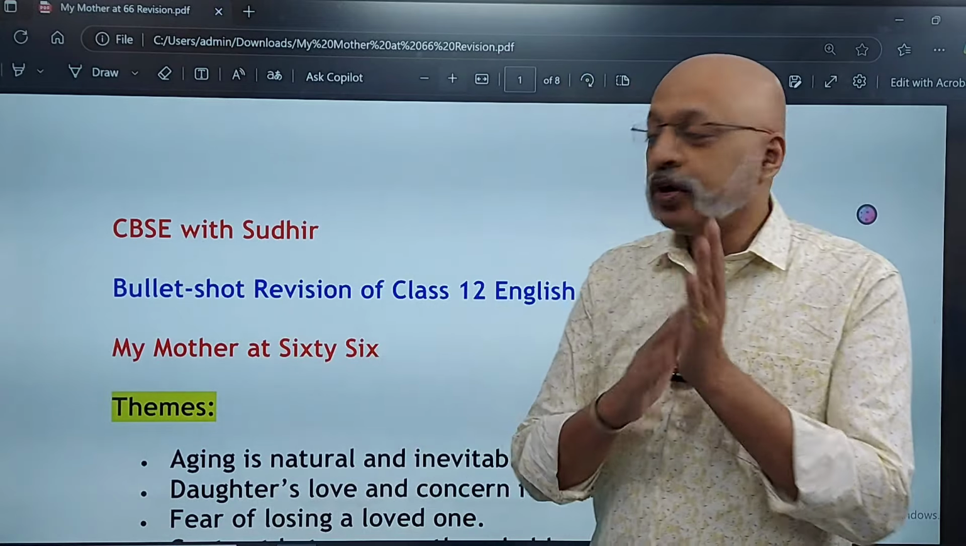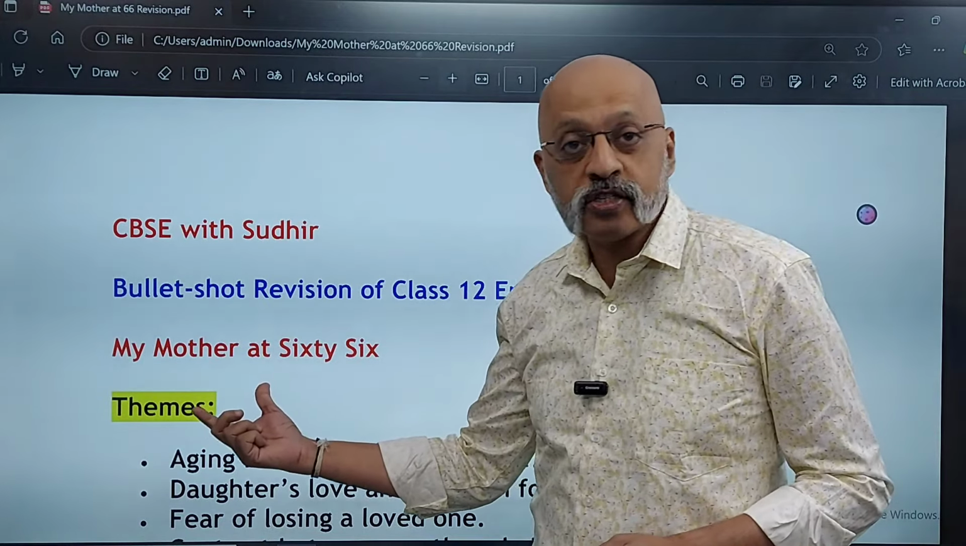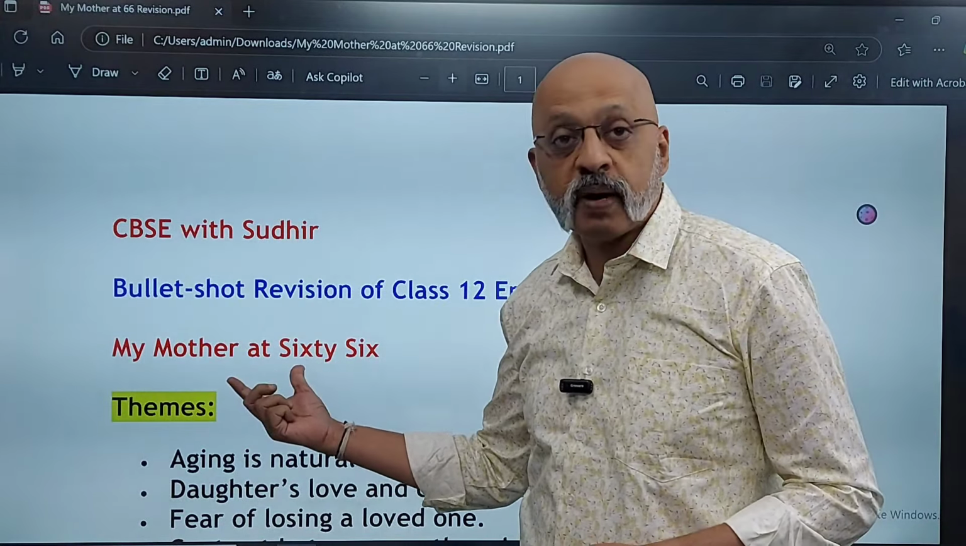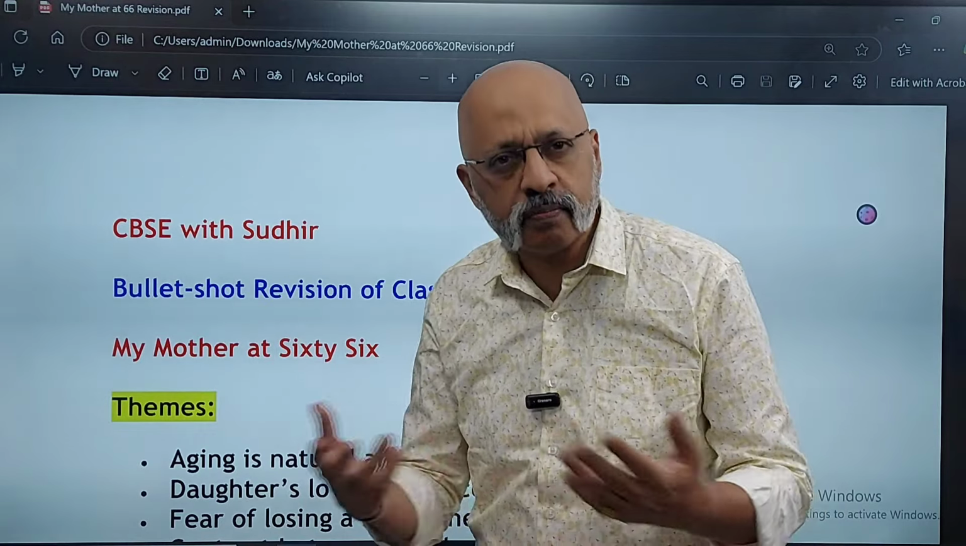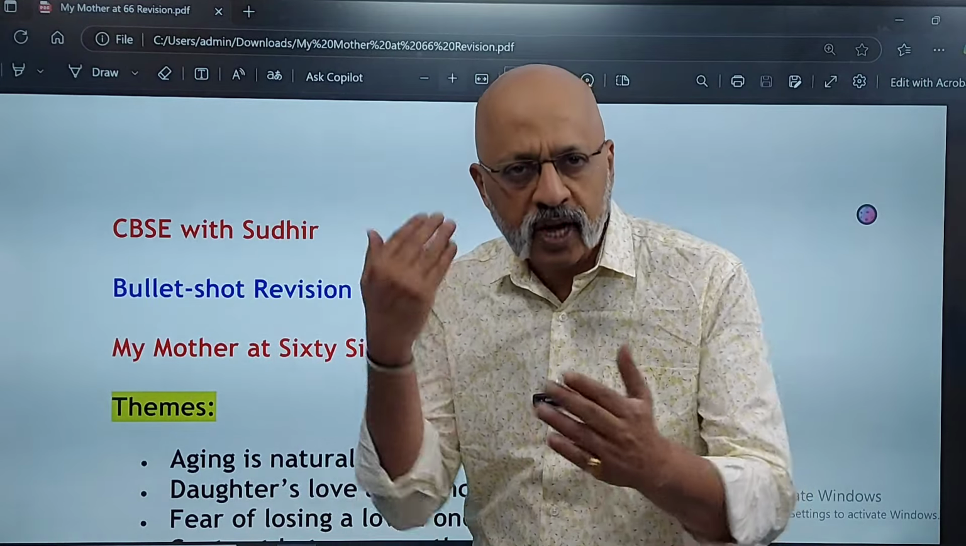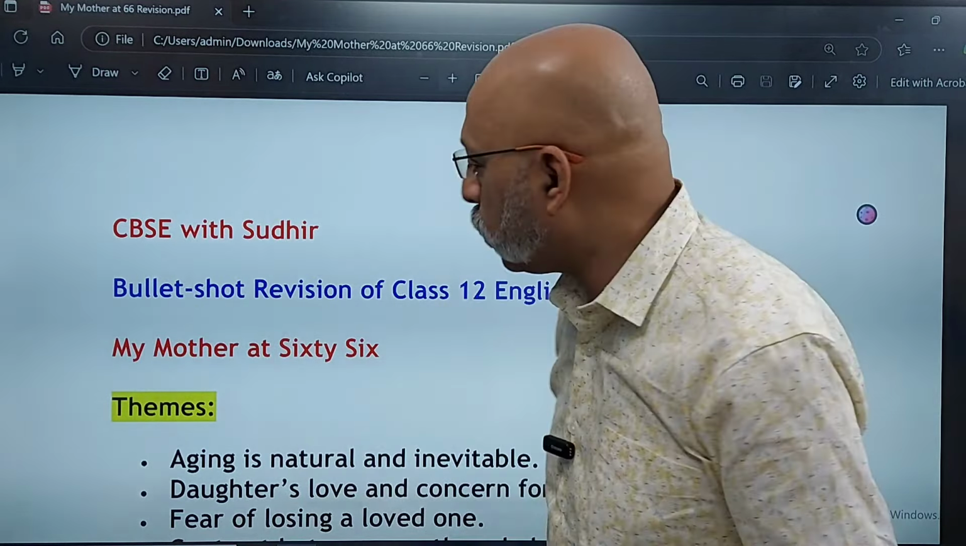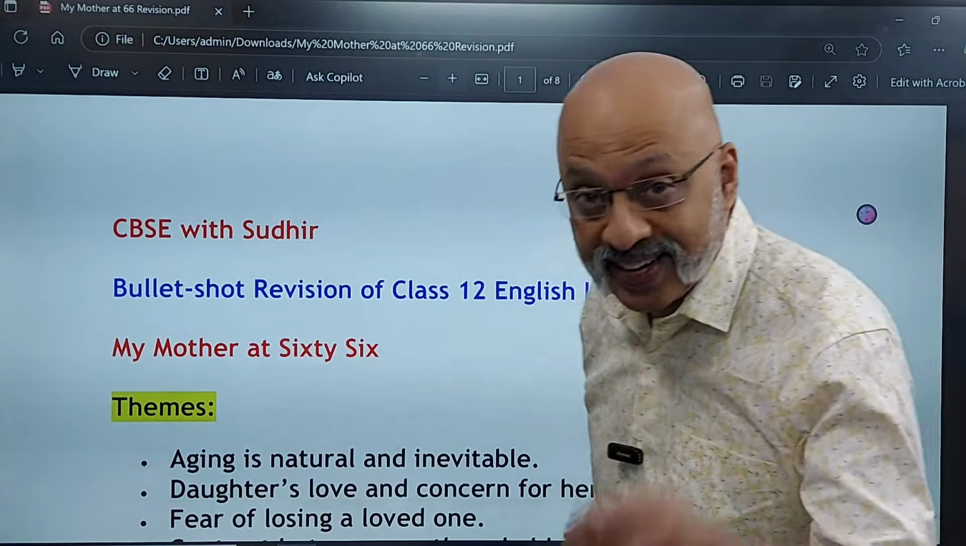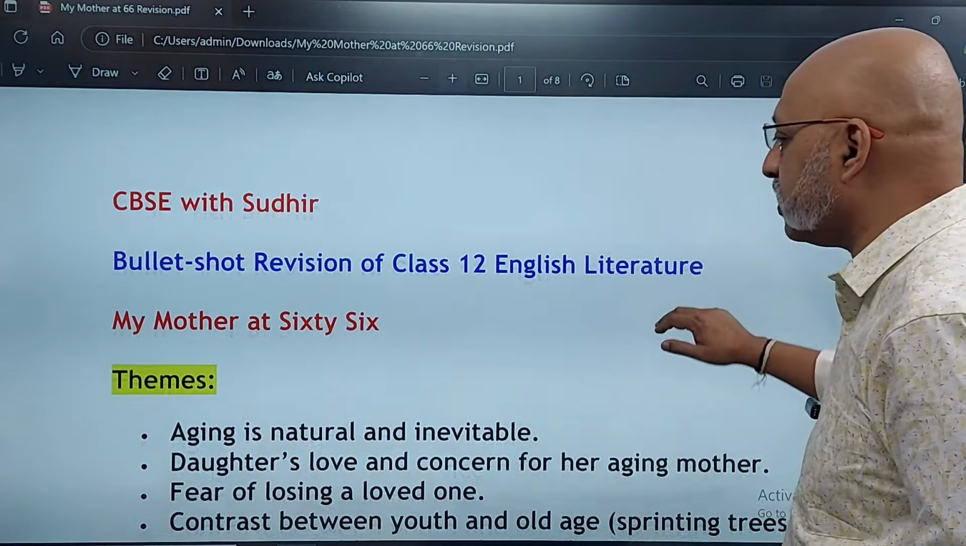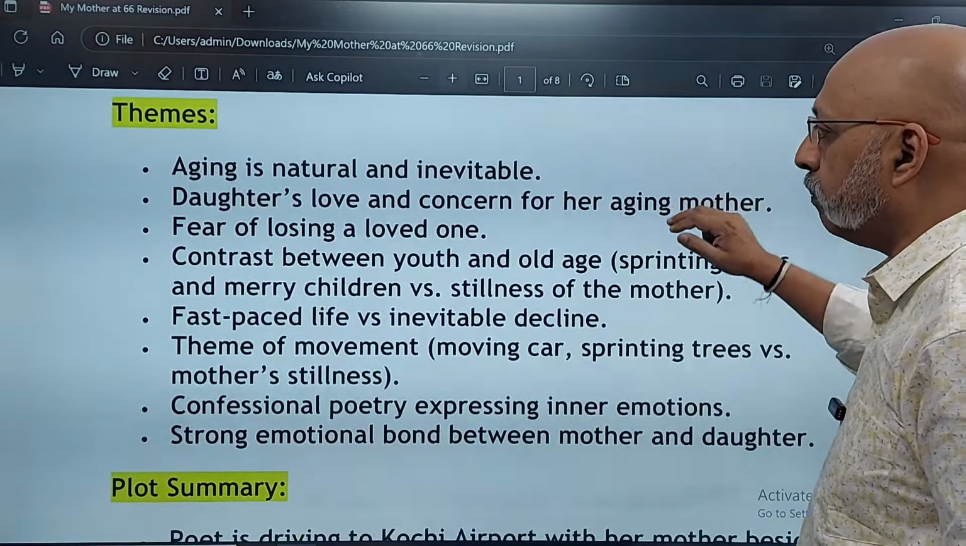Let's get started with the poetry, and the first poem in your syllabus in the Flamingo textbook is My Mother at 66. You would have done it many times before your half yearly and pre-boards. So let's get started with it very quickly along with some test paper questions. Okay, so what are the themes of this particular poem?